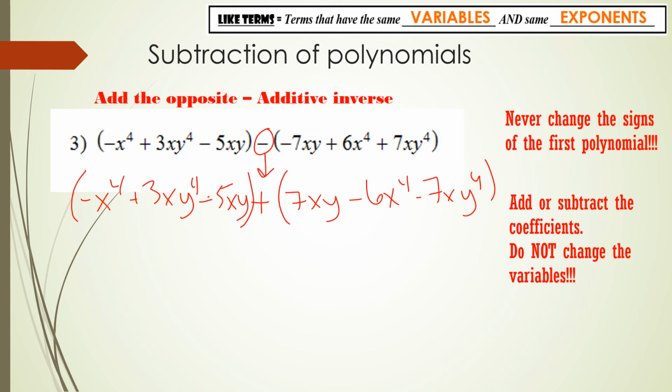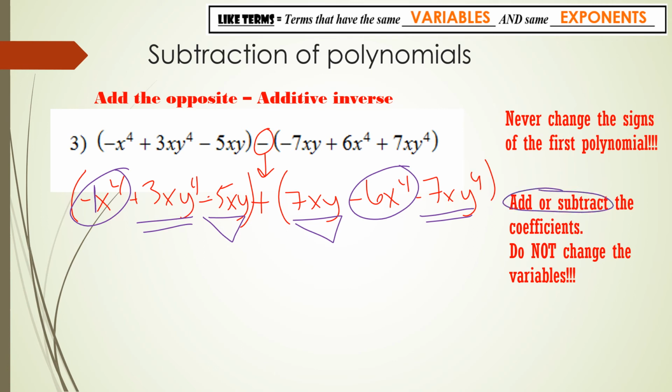Now notice these terms have x's and y's, so the order here is a little bit trickier. We can still identify like terms. Negative x to the fourth, negative 6x to the fourth, 3xy to the fourth, negative 7xy to the fourth, and let's do a triangle. However you want to identify those like terms, do whatever you need to. So now we're going back and we are going to add or subtract those coefficients.